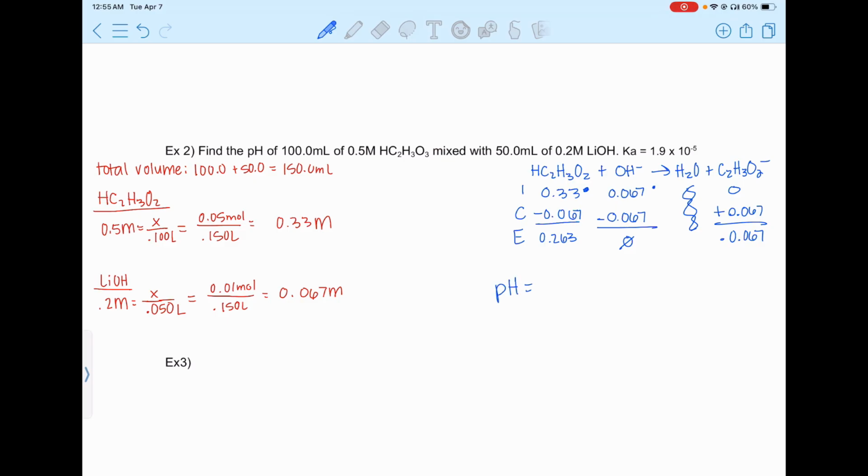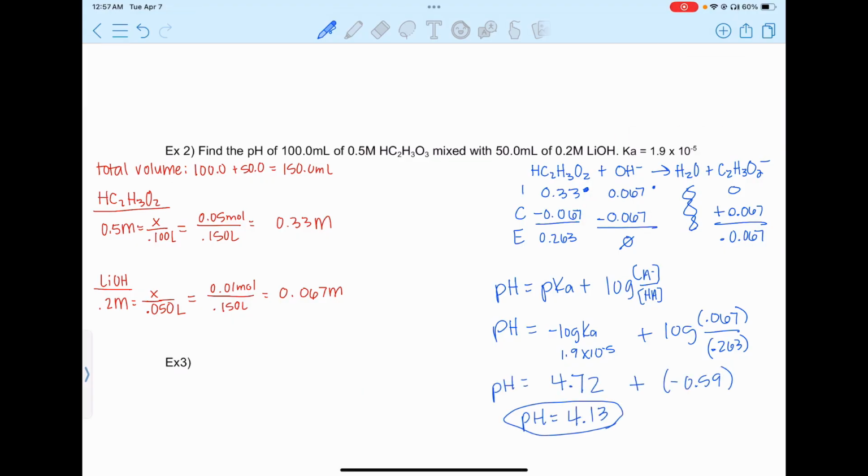So from the HH equation, I know pH is equal to pKa plus the log, right, of my A negative over my HA concentrations. Definitely want to use those. So from there, pH is equal to the negative log of our Ka, which is 1.9 times 10 to the negative 5, because that's given in the problem, plus the log of 0.067 divided by 0.263, our acid. All right, so we're going to plug that in our calculator.